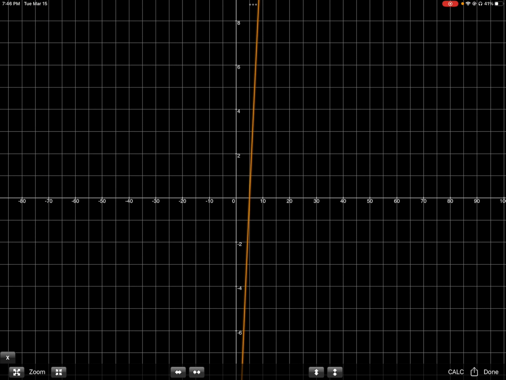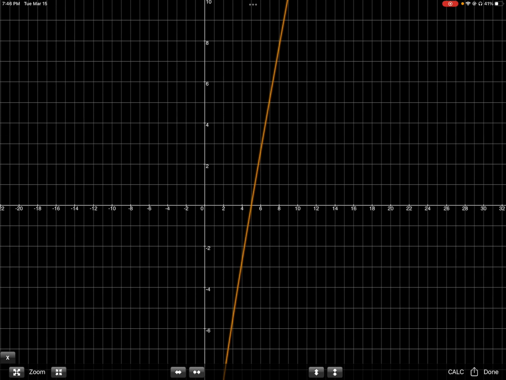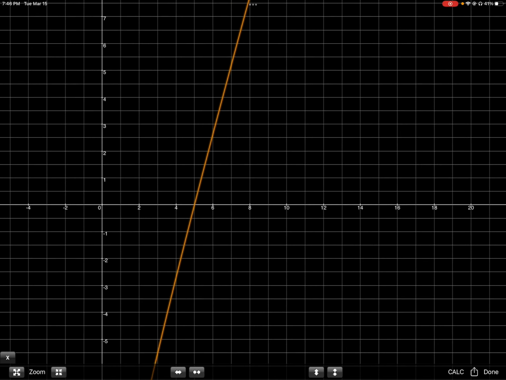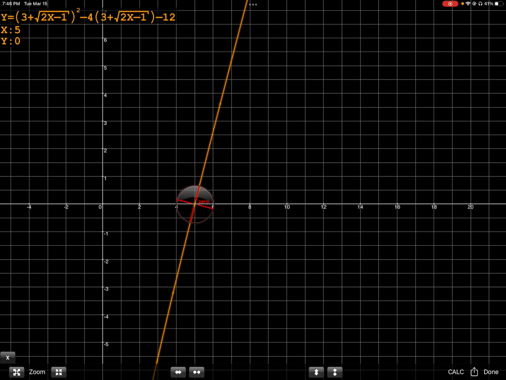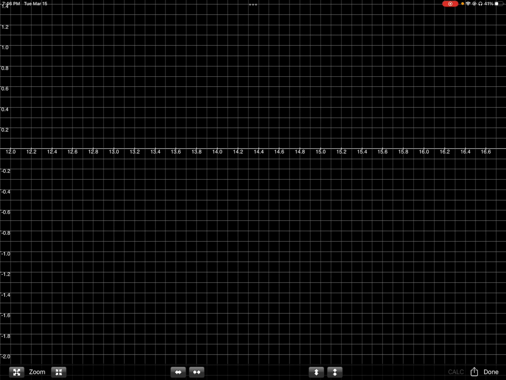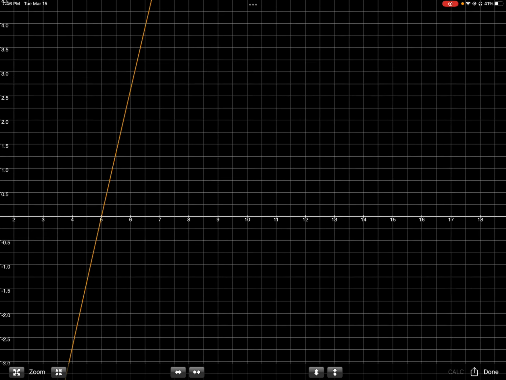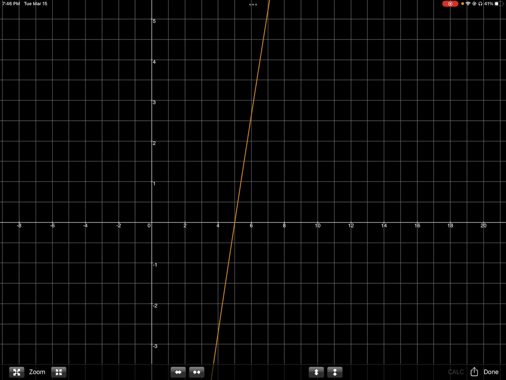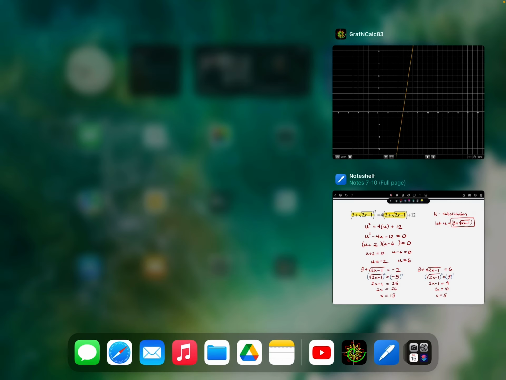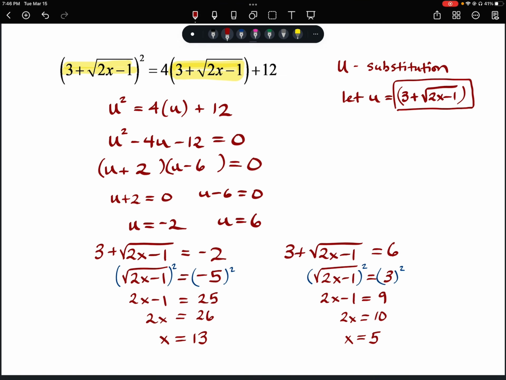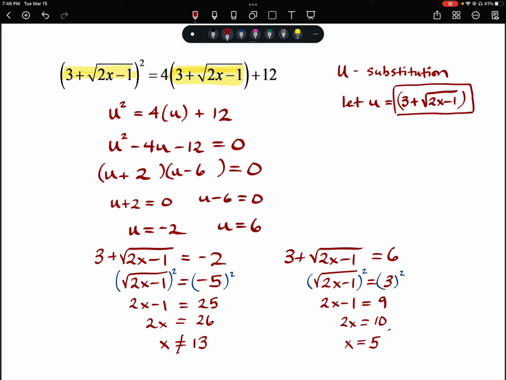And now we'll look at our graph, and here is our answer for 5. And then if you look over on the other side here, there's nothing here at 13, so that means that 13 was an extraneous solution. So we will throw that one out. And our answer is 5.